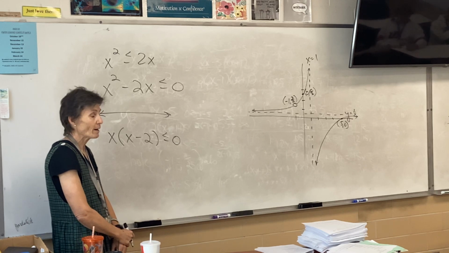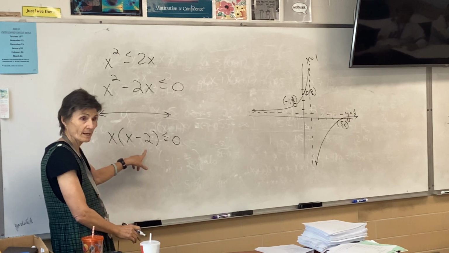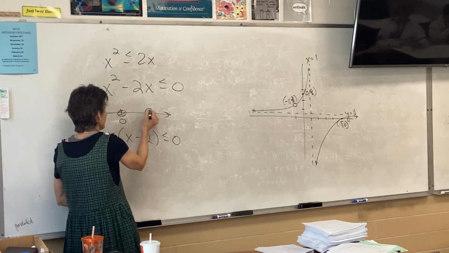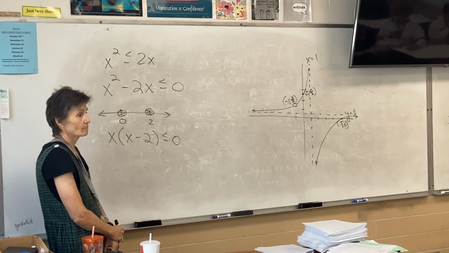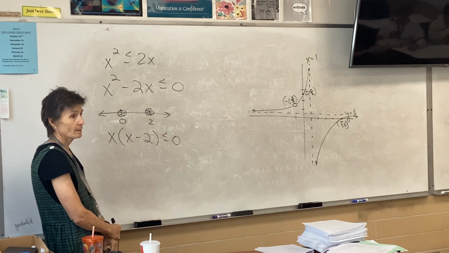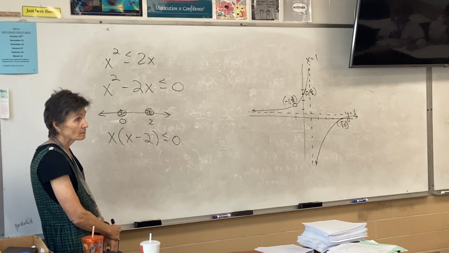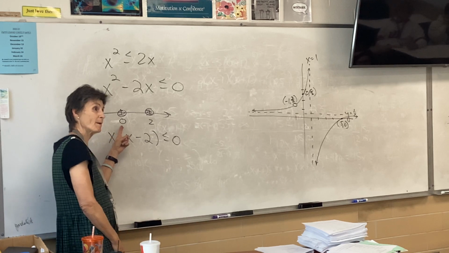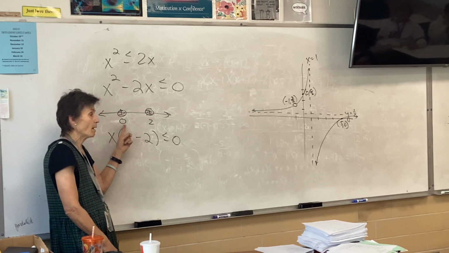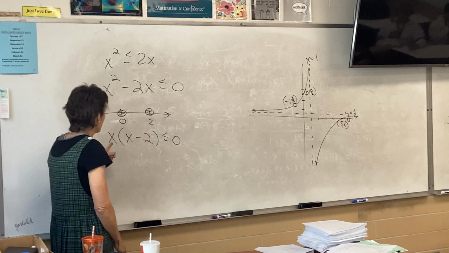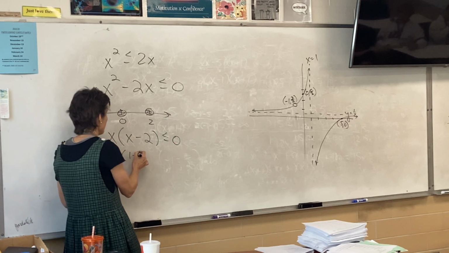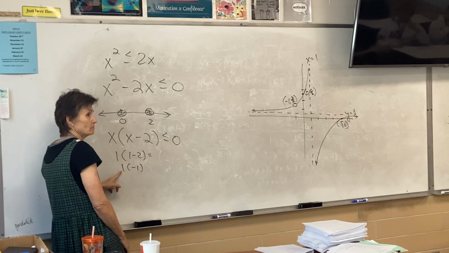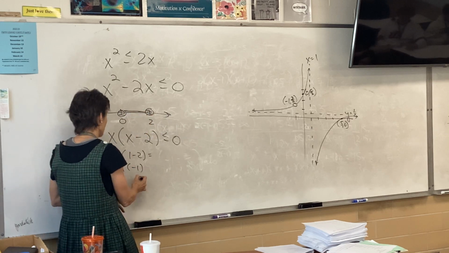Where are the dots? 0 and positive 2, and shaded. They are both colored in dots. And now what? Pick a number. Test a number. I like 0, but I can't use 0 because remember, you can't use a dot. Maybe 1. 1's fine. So 1 times 1 minus 2 is 1 times negative 1. Is that less than 0? Yes. So shade it, problem finished.